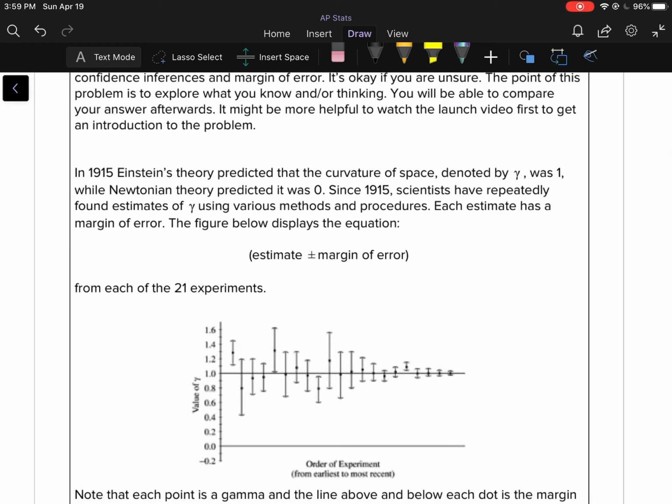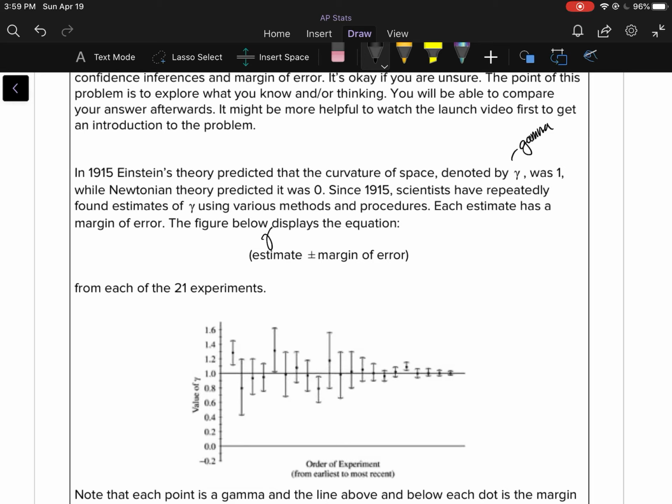So in 1915, Einstein's theory predicted that the curvature of space, denoted by gamma, was 1, while Newtonian theory predicted it was 0. Since 1915, scientists have repeatedly found estimates of gamma using various methods and procedures. Each estimate has a margin of error, and the figure below displays that equation. So it would be estimate plus or minus the margin of error.